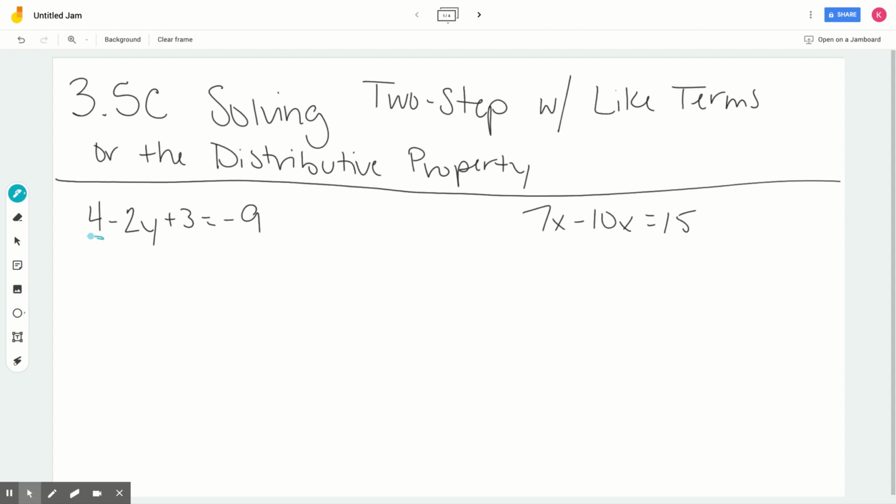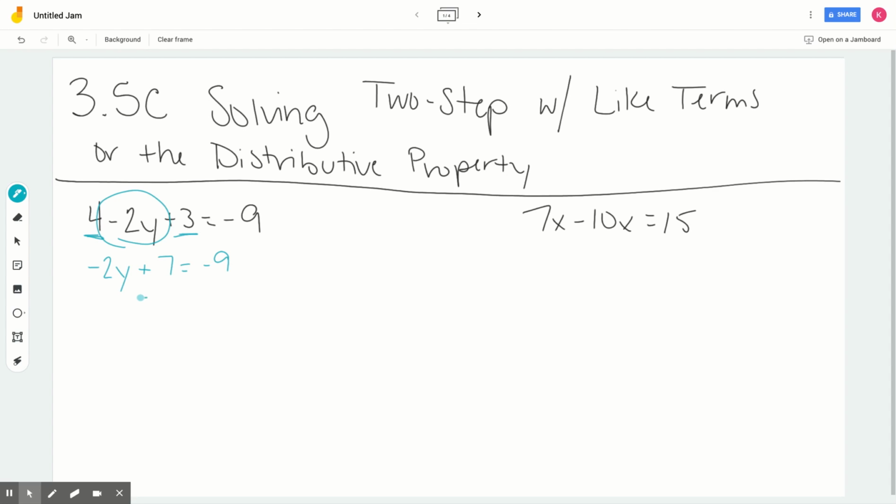We first want to color code or identify our like terms. So we're going to combine the ones that we can. 4 plus 3 is 7. So we have negative 2y plus 7 equals negative 9. And from here, we can solve just like we have in the last few days. So go ahead and give this one a try.